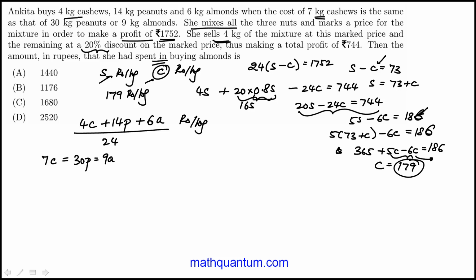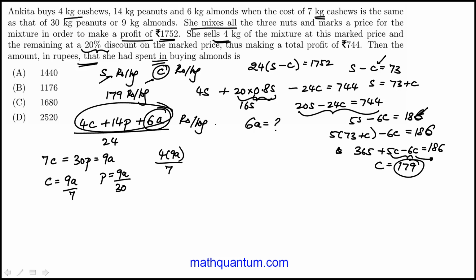Now I will write everything in terms of A, because eventually we need to figure out the amount in rupees she spent in buying almonds, which is 6A. So we're looking for 6A. So C is 9A over 7, and P is 9A over 30. So that's what I will be substituting here, 4 times. So I'll just first calculate this numerator. Plus 14, 9A over 30, plus 6A. And that divided by 24.